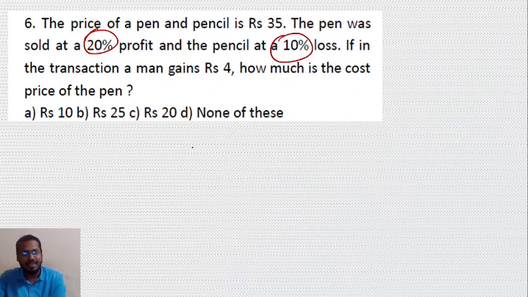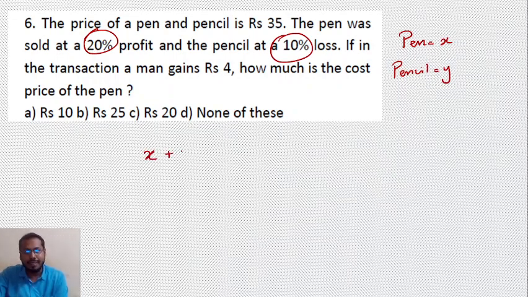Okay, just write this. Let's take pen is X and pencil is Y, because both start with P. So I will take X and Y. X plus Y is equal to 35 rupees. Right? And look at this. Always they will give only profit and loss in your question. Actually, this is a profit and loss question, not an alligation question. Okay, so profit and loss.